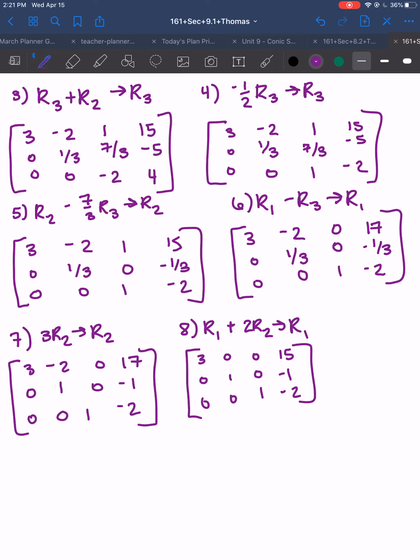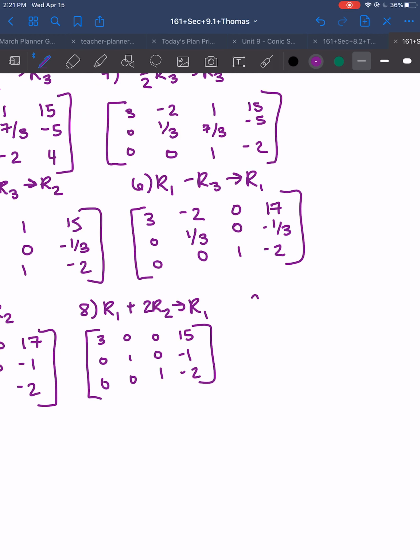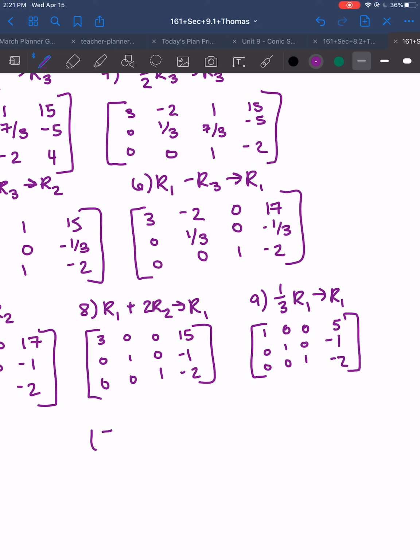And once again, you could solve it here if you wanted, but just for the sake of doing the row reduction, I'm going to continue. And then I want the 3 to be a 1, so I'm going to multiply row 1 by 1/3. 1, 0, 0, 0, 1, 0, 0, 0, 1, and then 5, negative 1, negative 2. So my ordered triple is 5, negative 1, negative 2.